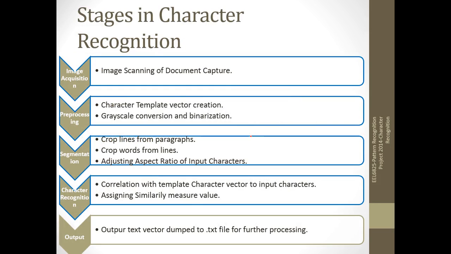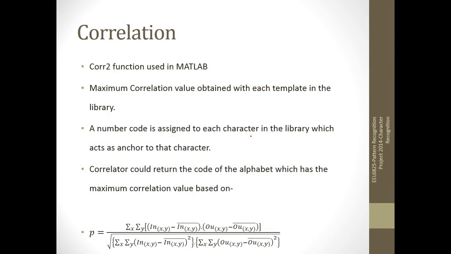So the last part is the correlation with the template. This is pretty much standard, that we use the corr2 function. We try to correlate each alphabet that we extracted out from the scanned image with the one that is there in the library.